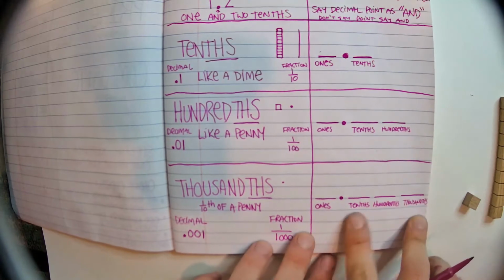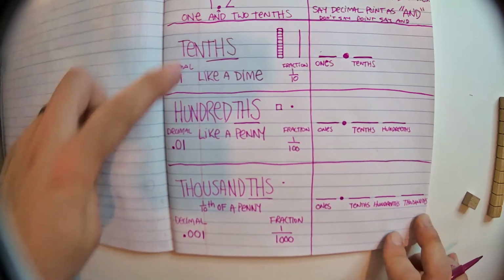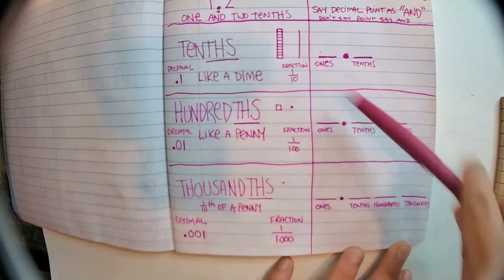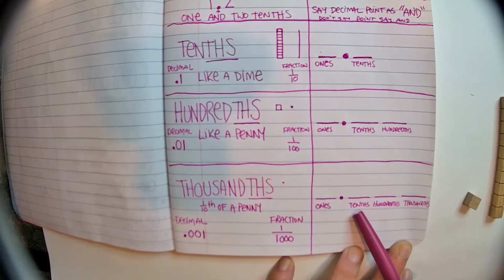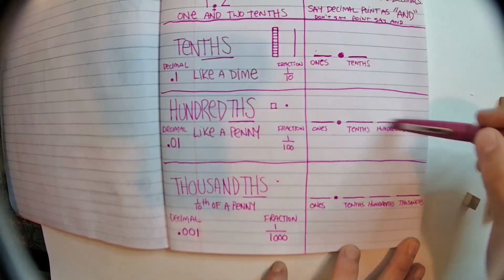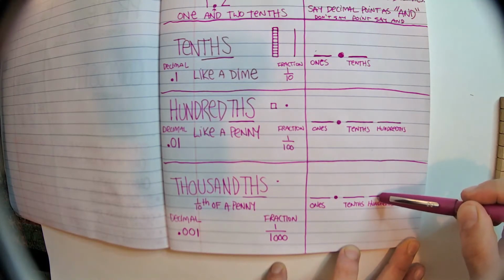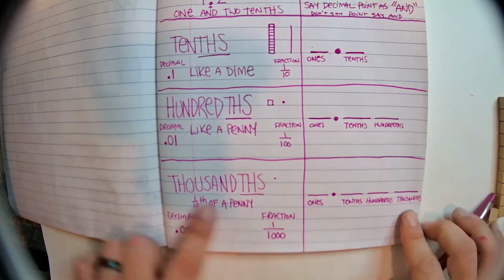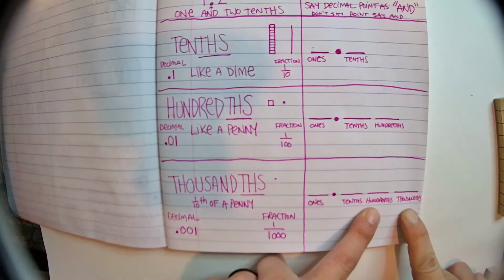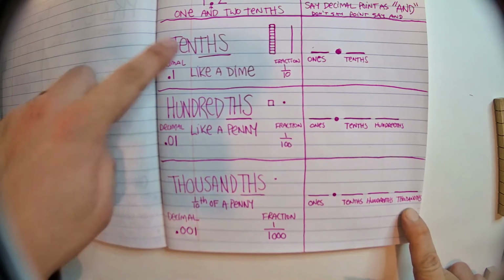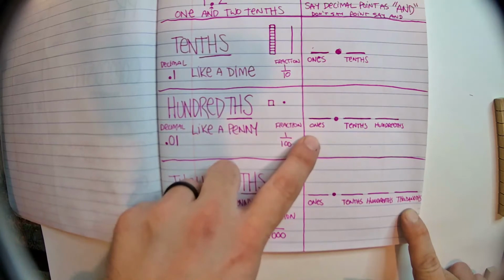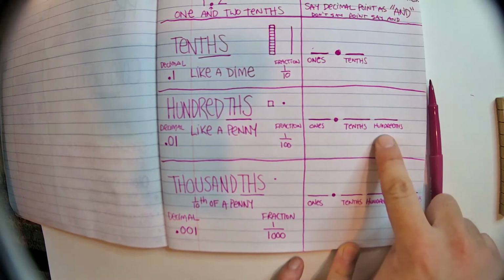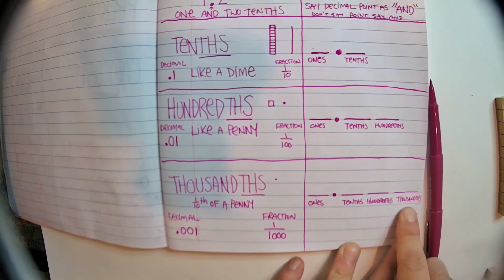So all of these words are just the smaller version of tenths, hundredths, thousandths. The tenths shows up on all of them. Hundredths, that's where your hundredths are. And then thousandths is right there. Okay, so if you're having trouble reading these words, they're really big on this side. If you're having trouble reading them in the video, I understand. Just copy them down. So ones, tenths, hundredths, and thousandths.